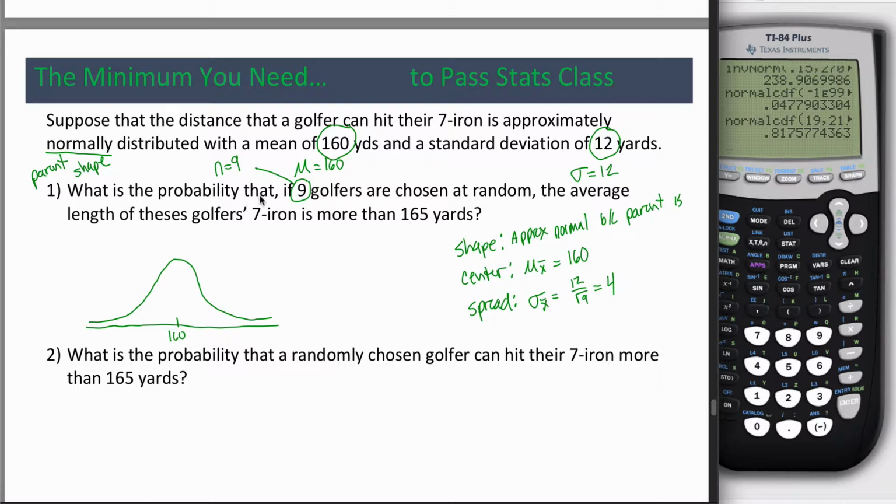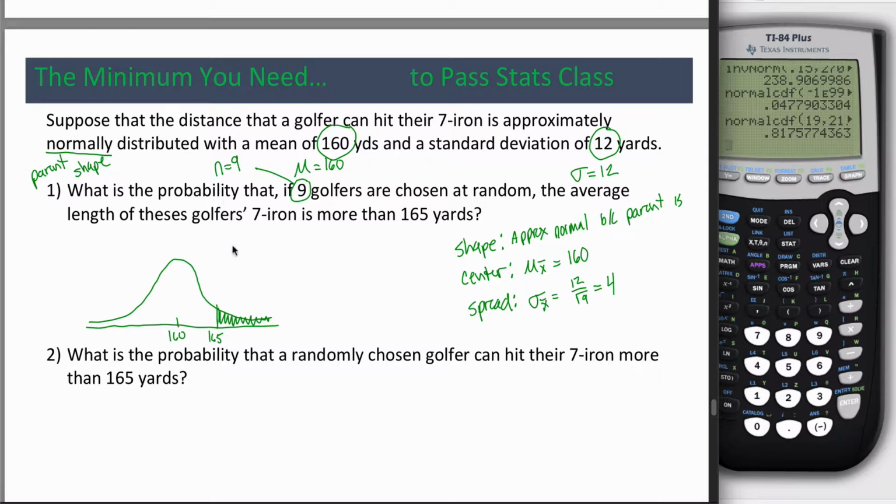What is the probability that? There's that key phrase. That's saying find the area underneath the curve. It's not saying what's the probability that one golfer can hit their 7-iron more than 165 yards. If it was, it'd be a question about the parent distribution. It's saying what's the probability that if you grab 9 golfers at random and found the average distance of these 9 golfers' 7-irons, that average would be more than 165 yards. So 165 somewhere over here. I want more than 165, so I'm going to shade to the right.